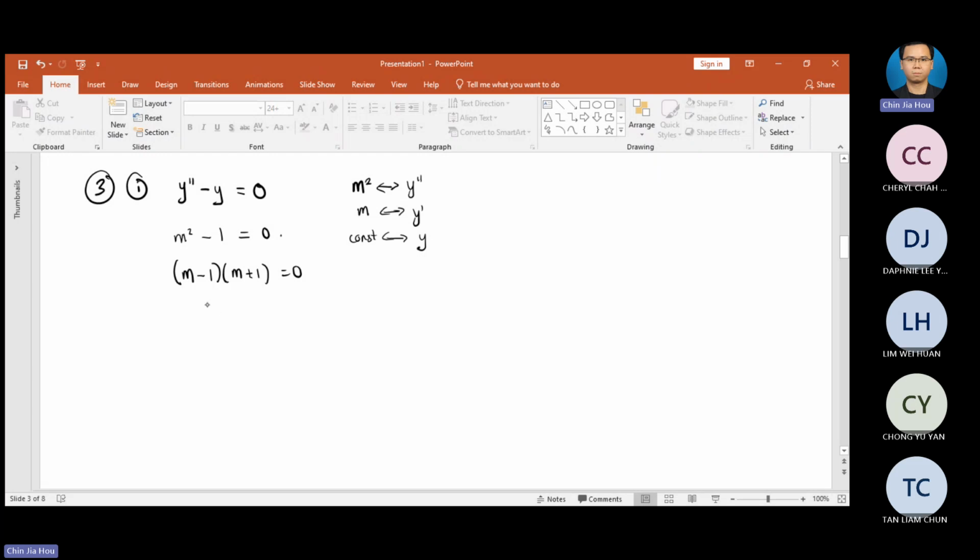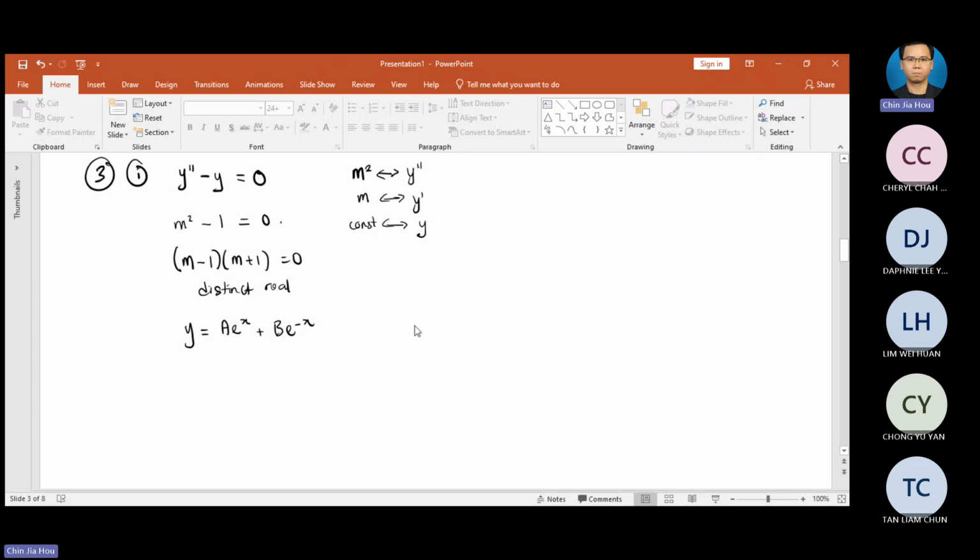When we have two distinct real roots, we can write it as y equals A e^x plus B e^(-x). Right, that's it. We don't have any initial values. We don't have values for x and y, so stop there. That's the final solution. Now on to the second part.